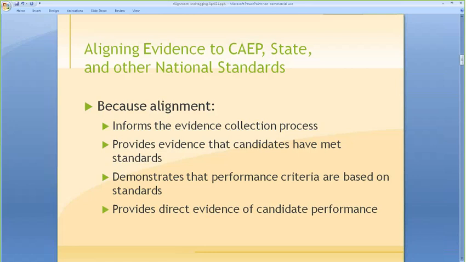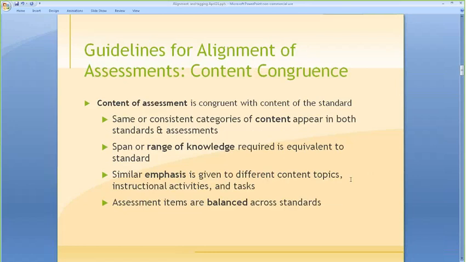You know, indirect evidence would be things like candidate responses on surveys, which aren't really direct evidence. They're perceptions about how well prepared they might be. So it's these assessments aligned with standards that are really providing the evidence for CAPE that your candidates are meeting their standards. So after that little sermon, we'll go on to guidelines for alignment of assessments.